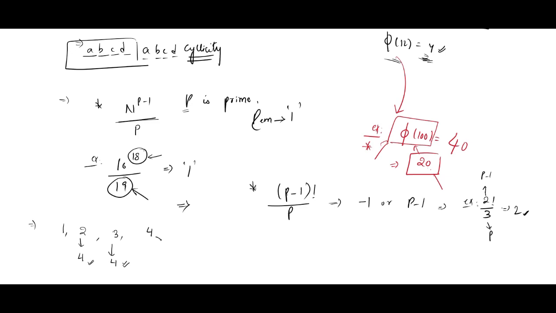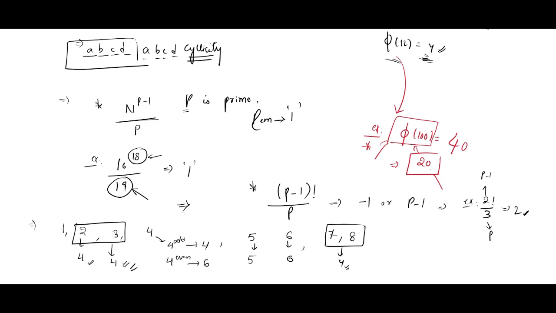For 4 there are two things, means if 4 power of odd, the unit digit will be 4. 4 power of even, the unit digit will be 6. Okay, for 5 power anything, you'll get unit digit 5 only. 6 power anything, you'll get unit digit 6 only. And for 7, 8, for these two, the cyclicity is 4. Remember, for 2 and 3 the cyclicity is 4. For 7 and 8, cyclicity 4.